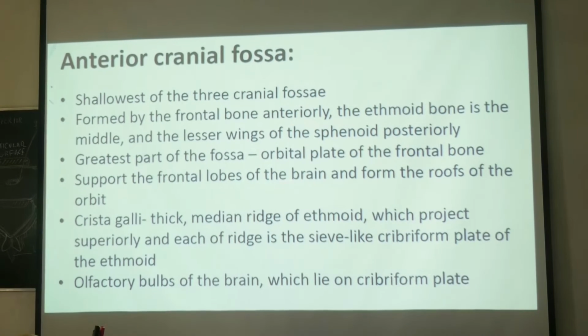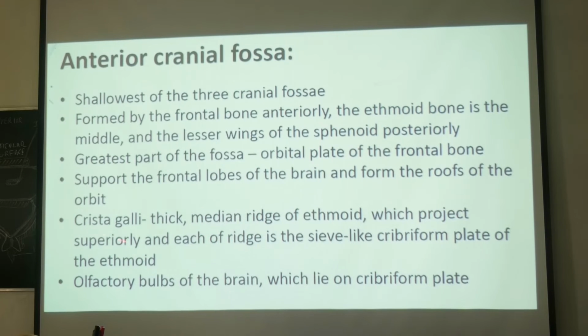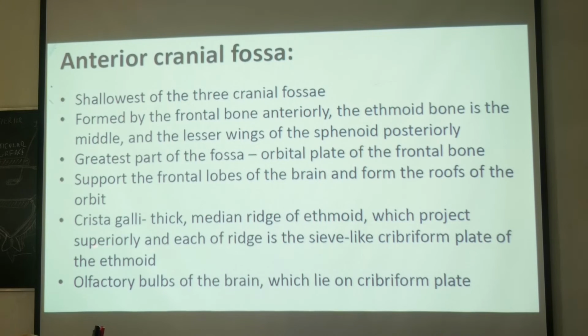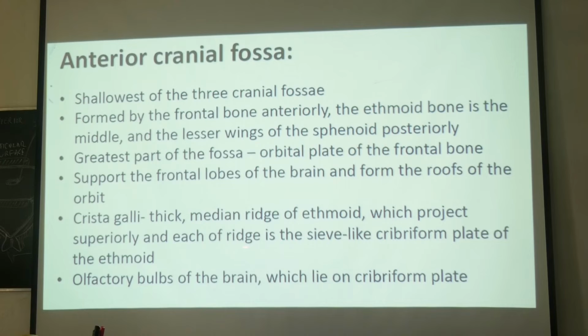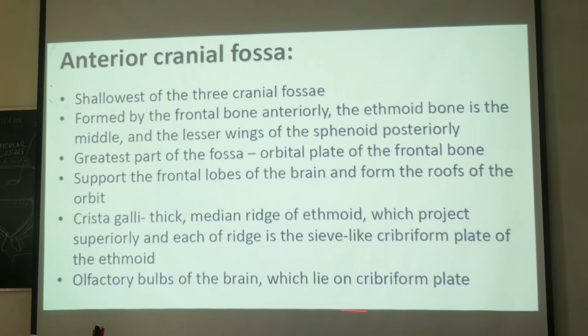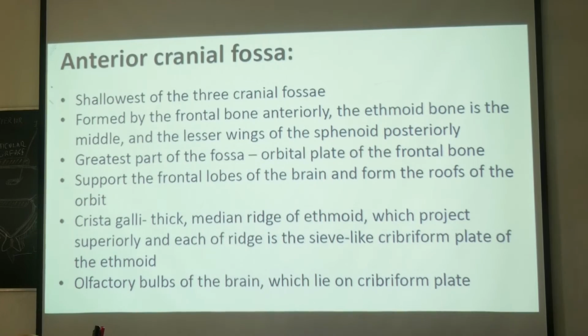The frontal lobes of the brain and form the roofs of the orbit. Next is crista galli. Crista galli is a thick median ridge of the ethmoid which projects superiorly. On each side of the crista galli there is the sieve-like cribriform plate of the ethmoid, and the olfactory bulbs of the brain lie on the cribriform plate. The axons of the olfactory nerve pass through the foramina in the cribriform plate and enter into this olfactory bulb.